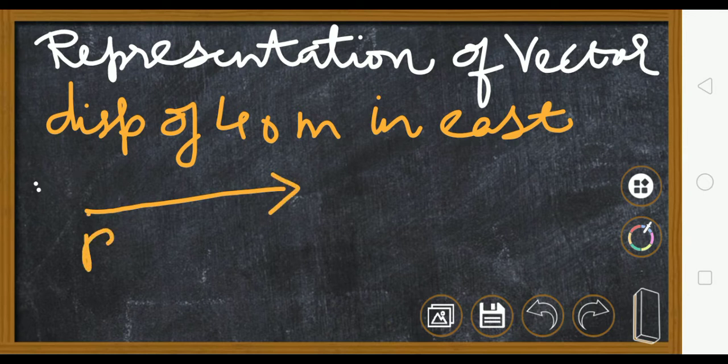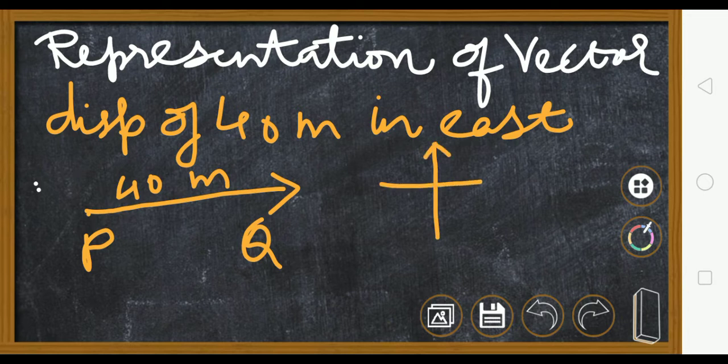Say this is P, and name this one Q, as a ray you will mention, and here you will write 40 meter displacement. And since it is in the east direction, you will draw the arrow of the direction. Here you will write east. Since this is east, this will become west, this will be north, and this will be south. So this is how you represent a vector.